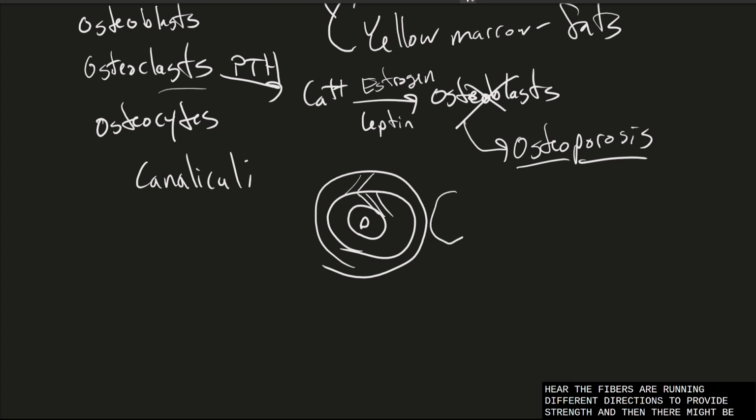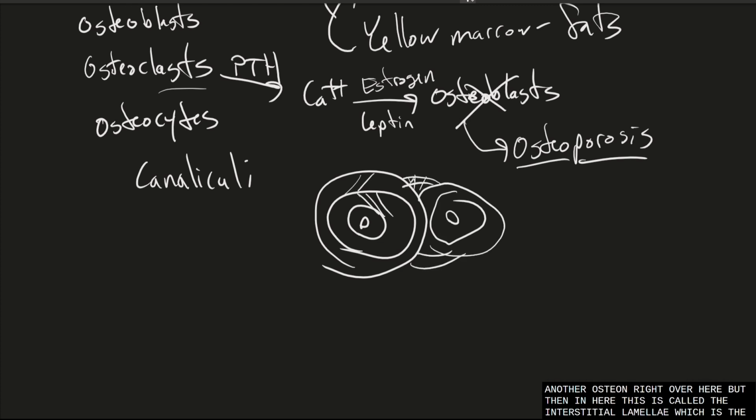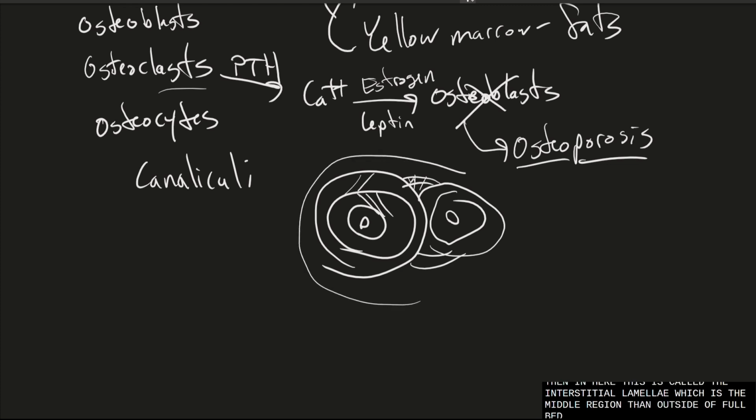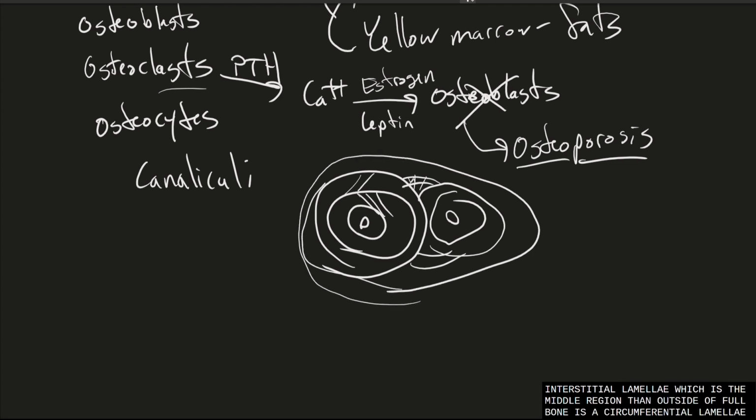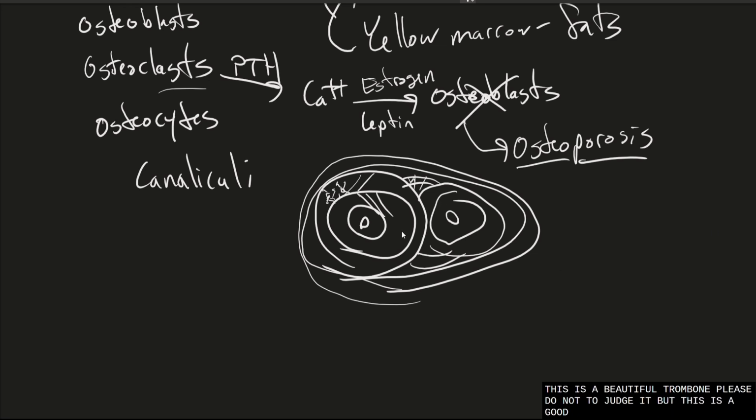And then there might be another osteon right over here, but in here this is called the interstitial lamella, which is the middle region, and outside the full bone is the circumferential lamella, the different parts we find within a bone matrix. And then inside here we have the little osteocytes with the little canaliculi communicating within for each one. This is a beautifully drawn bone. Please do not judge it. But this is a good representation of just the basic structures of the microscopic anatomy of the bone.